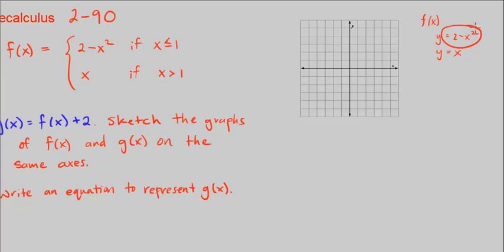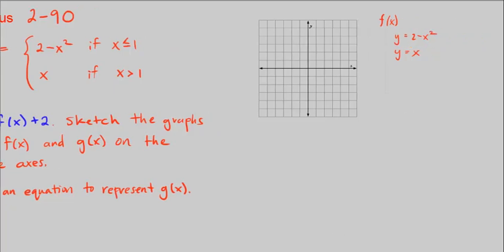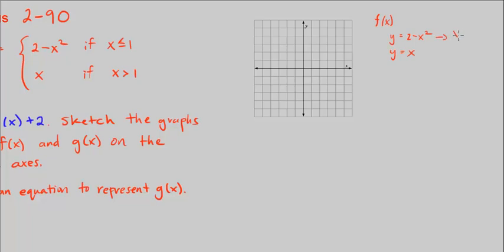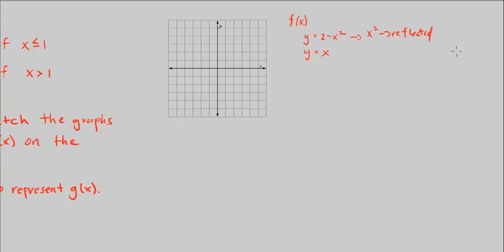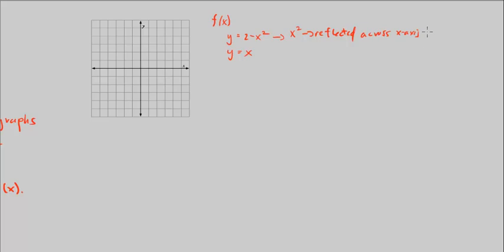So 2 minus x squared, I can look at that and I already know the parent function is x squared. And that goes through two transformations. One, the negative here means it's going to be reflected across our x-axis. And this is plus 2, and that means it's shifted up 2 units. Shift up 2 units. All right?